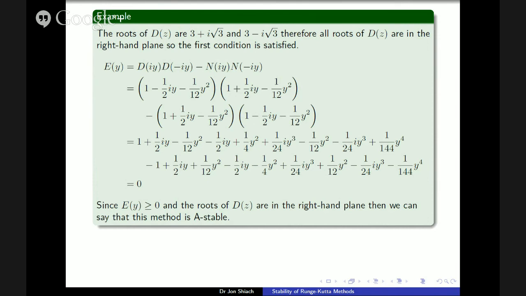Now, the second criterion was E(y) greater than or equal to 0. Because it's equal to 0, it's satisfied. So since E(y) is greater than or equal to 0, and the roots of D(Z) are both in the right-hand plane, we can say this method is A-stable.